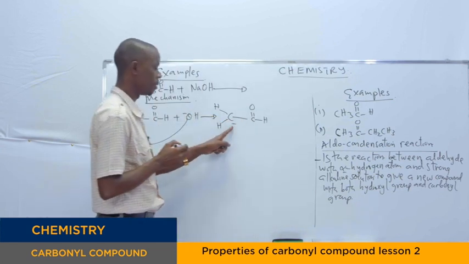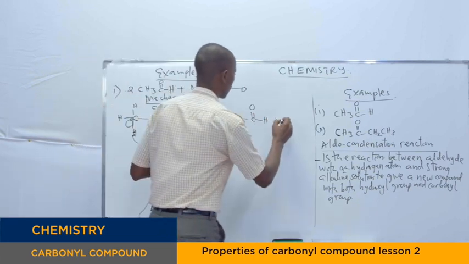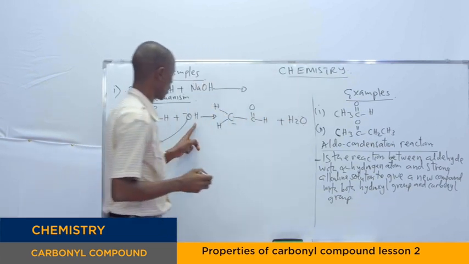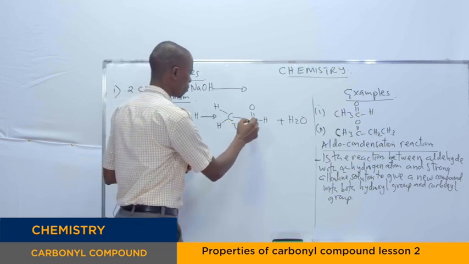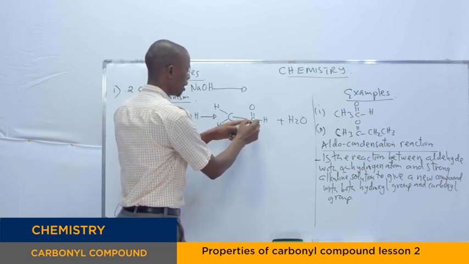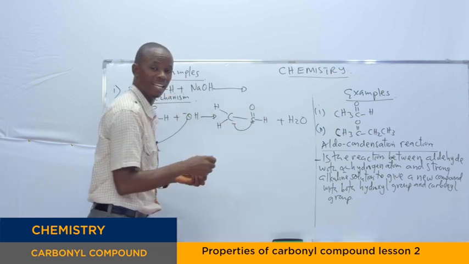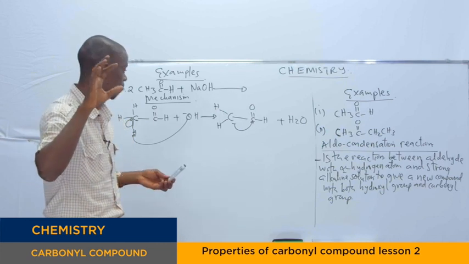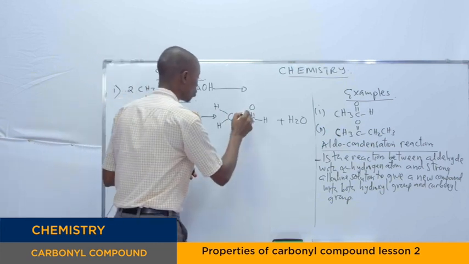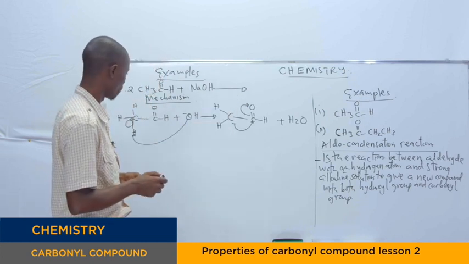This carbon will be negatively charged. And also this one will form water. Now, what will happen? This electron will go to this carbon atom, and because the carbonyl group is a strongly electron withdrawing group, the electron will be withdrawn to the oxygen atom in that way.